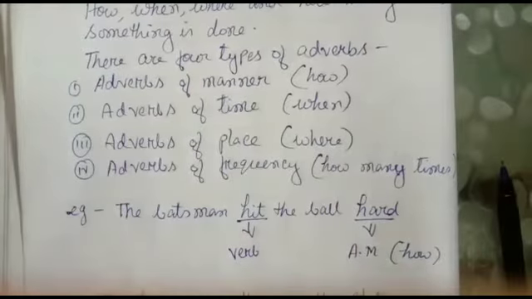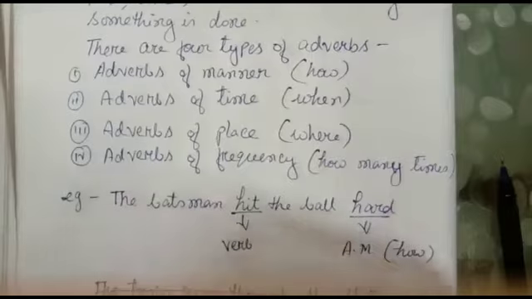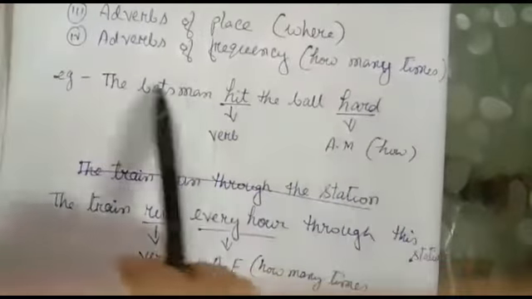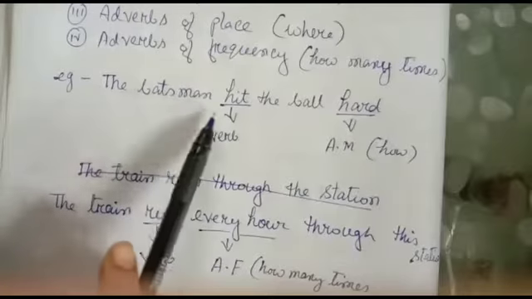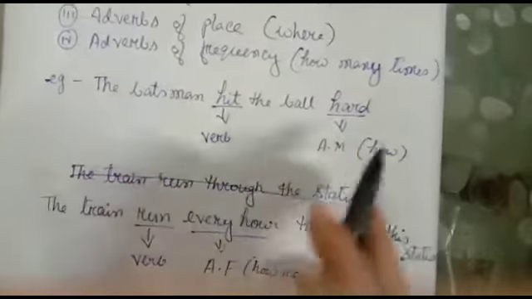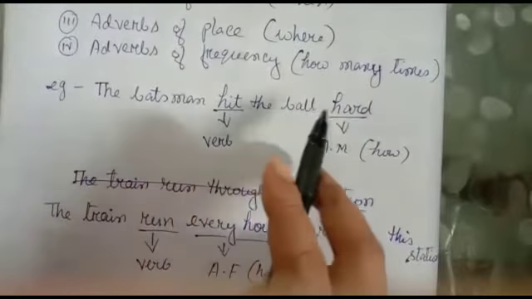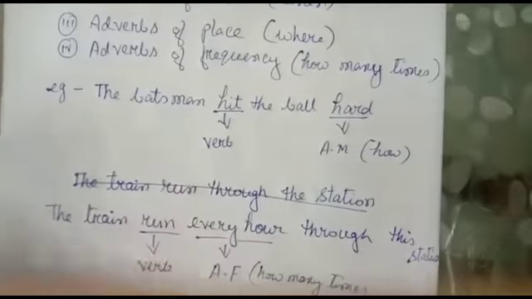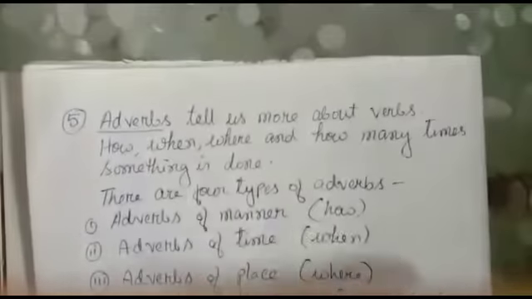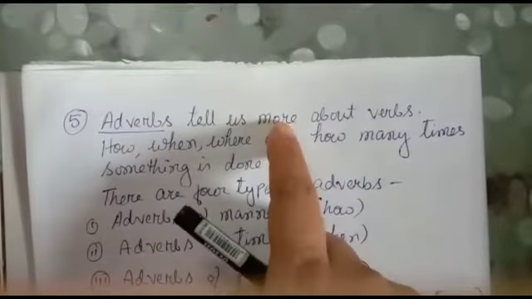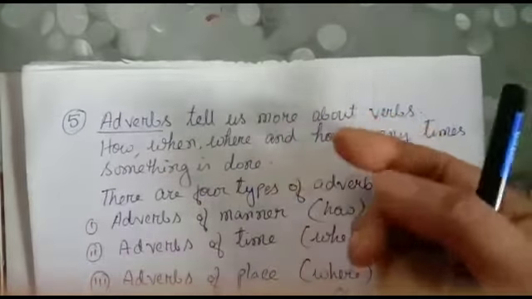Okay, this is what? Adverbs of frequency. You see example, the batsman hit the ball hardly. Or hard. The batsman hit the ball hard. Here you see hit is what? Verb. Already I have written here, you see adverbs tell us more about verbs. Tell something more about verbs.